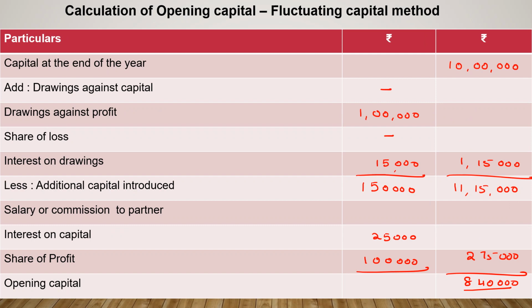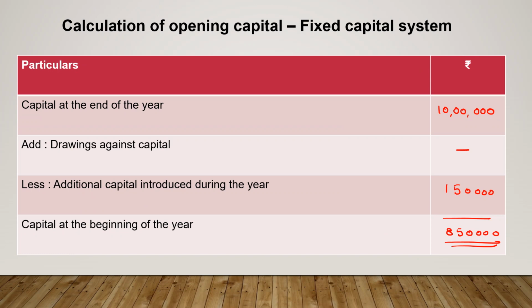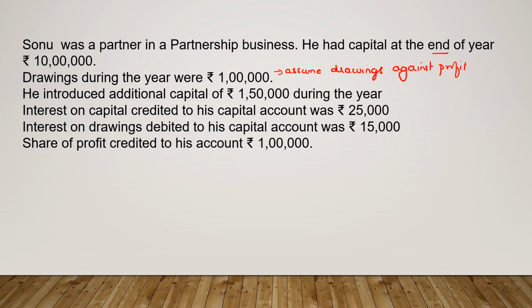Now basically, if it is a fixed capital system, they would have specified that the fixed capitals of the partners were so and so, and then you could have used this method. I just showed you that if it were fixed capital, then only these items would have come into the picture in the computation of opening capital. So that's it, friend. It is as simple as that. I hope you have understood how to compute interest on capital. You can use any of the methods with which you are comfortable.